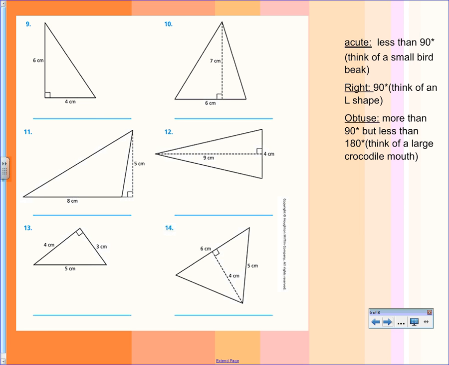And then there's obtuse, which means more than 90 degrees, but not 180, which is almost halfway around a circle. And I put on there as a note to try to help visualize it. Think of it like a large crocodile mouth, open real big and wide and kind of funny looking. That's an obtuse triangle. Because what you're asked to do here on page 70 is, first of all, figure out the area and then tell what kind of triangle that might be. So let's take a look at number 9.